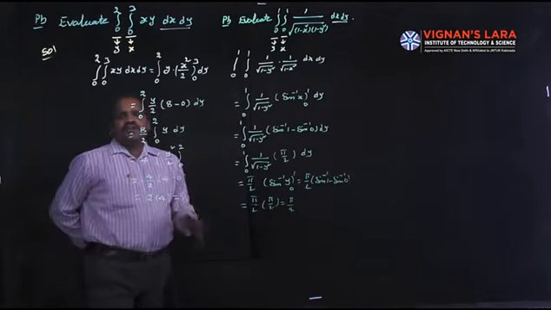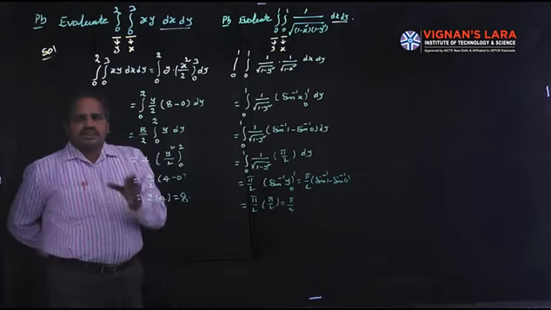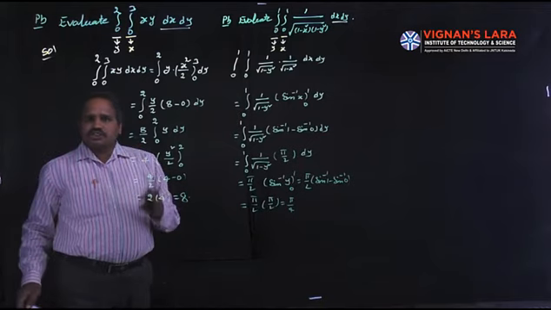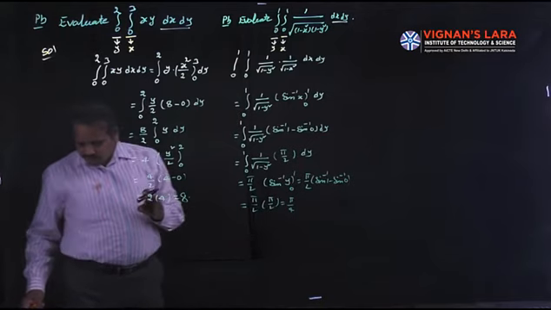Like this we do it if both limits are constant. Now we go to the case when one limit is a function of x and another is in terms of y.